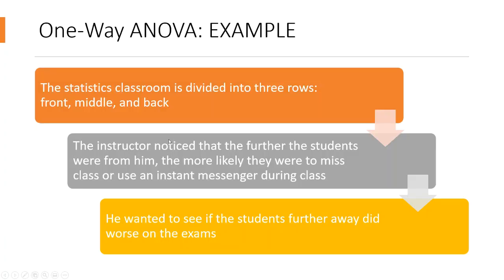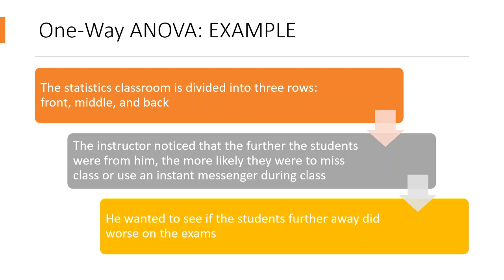So we have here an example. The statistics classroom is divided into 3 rows: the front, the middle, and the back. The instructor noticed that the further the students were from him, the more likely they were to miss class or use an instant messenger during class. He wanted to see if the students further away did worse on the exams. So the professor wants to test if the students seated at the back have lower exam results.